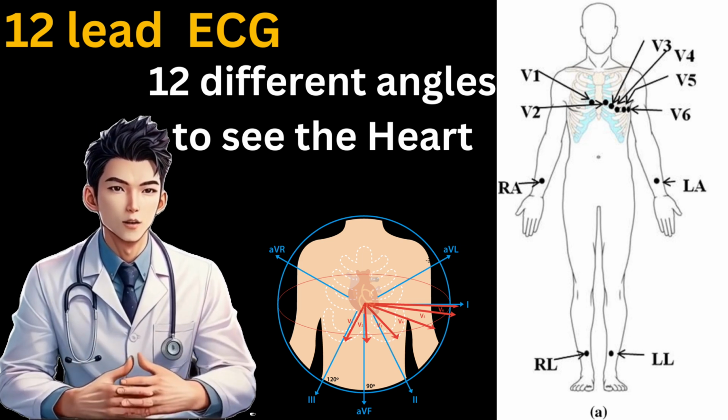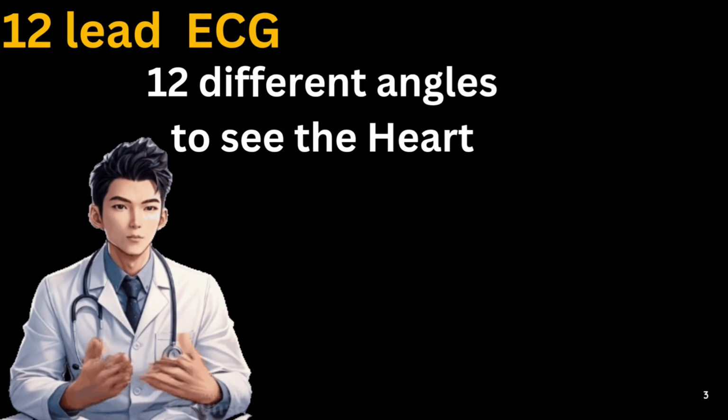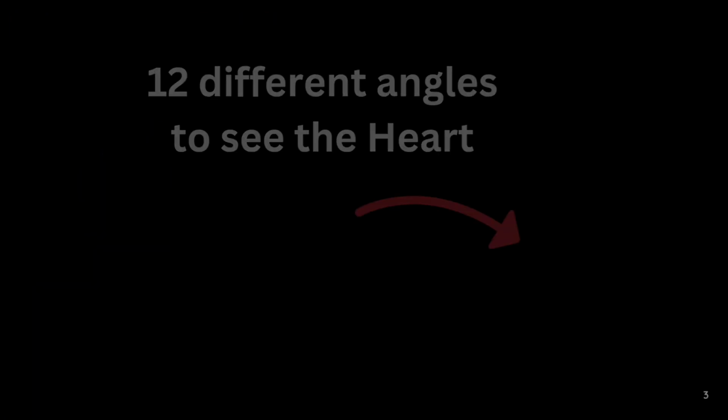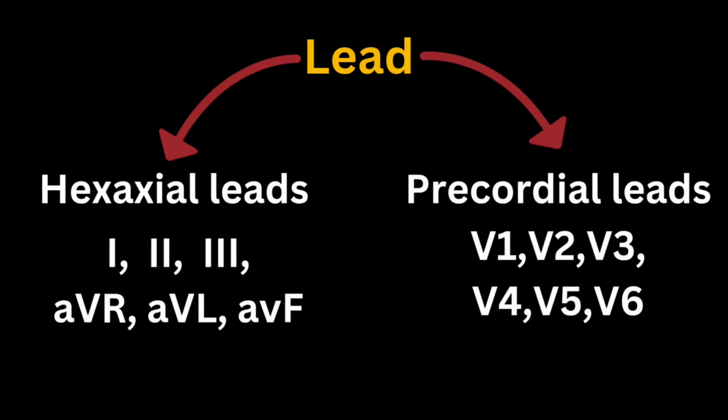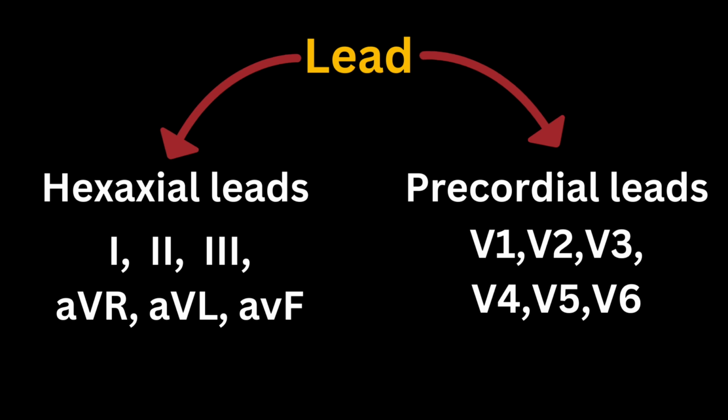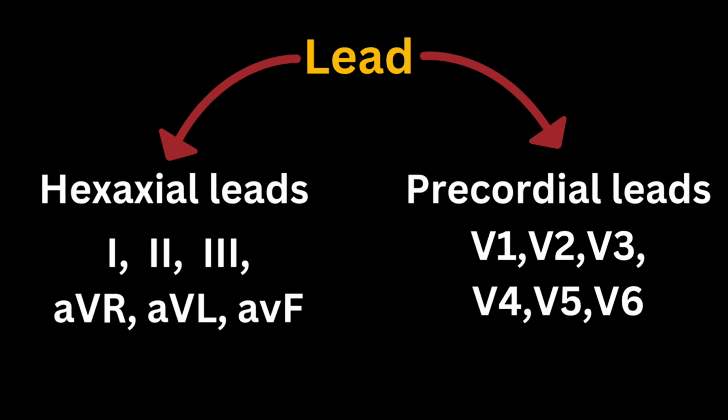Now where do these 12 leads come from? These leads are basically divided into hexaxial leads and precordial leads. Hexaxial leads include lead 1, 2, 3, AVR, AVL, AVF. Precordial leads include V1, V2, V3, V4, V5, V6. Now first we will discuss the hexaxial leads.